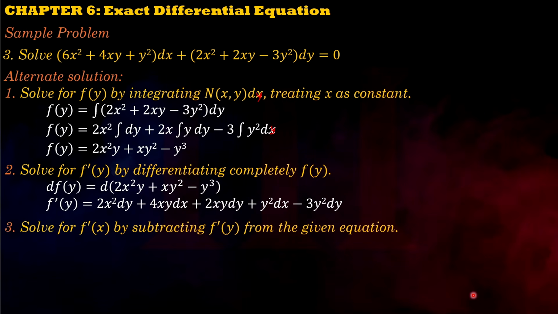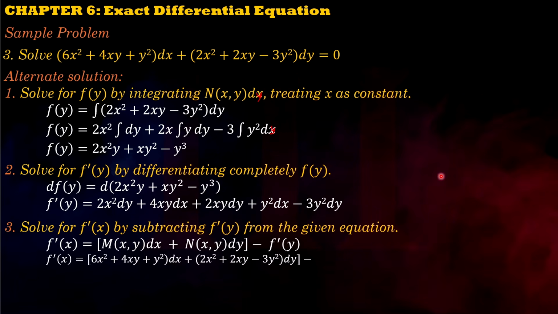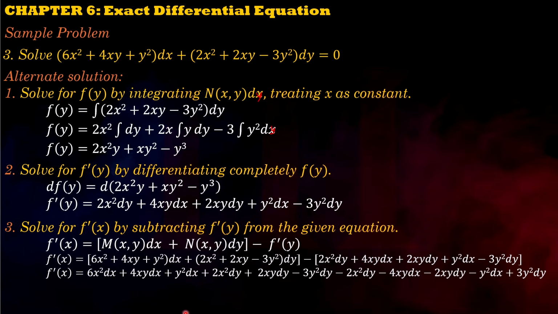Then step number 3, solve for f prime of x by subtracting this to the original equation. So copy the original equation minus f prime of y. So we will come up with this. Maybe we could distribute the dx and also the dy's. We will come up with 6x squared dx plus 4xy dx and so on, down to 2y squared dy. So maybe we could check for the terms that could be cancelled out.